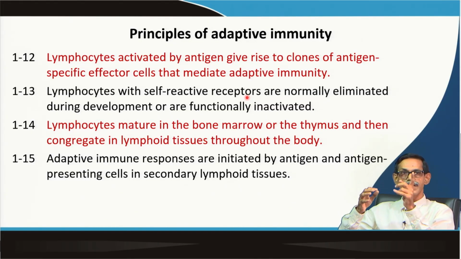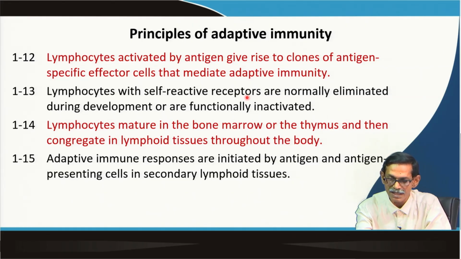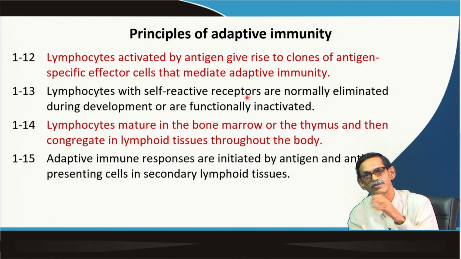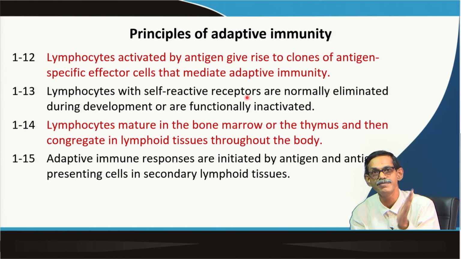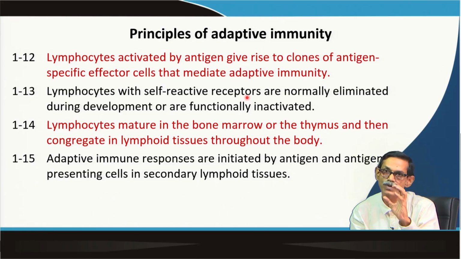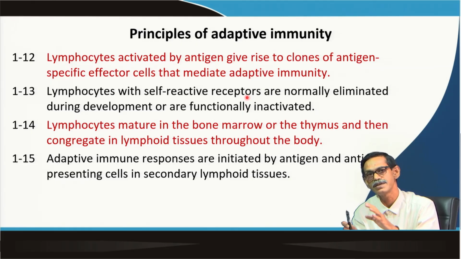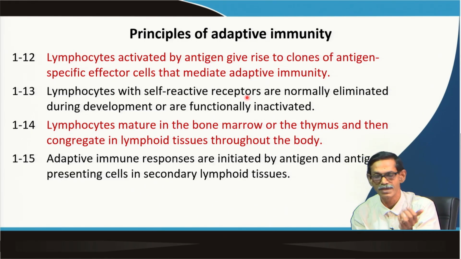Why? Because what point 13 is saying is that lymphocytes with self-reactive receptors, that means receptors which can interact with our own protein, are eliminated during development. So, if there is any B or T cell which can recognize my own protein or your own protein, it is eliminated during development. So, normally, if the immune system is not defective, no receptor is left which can bind to our own protein. That is how it does not cause any harm to our own cells.